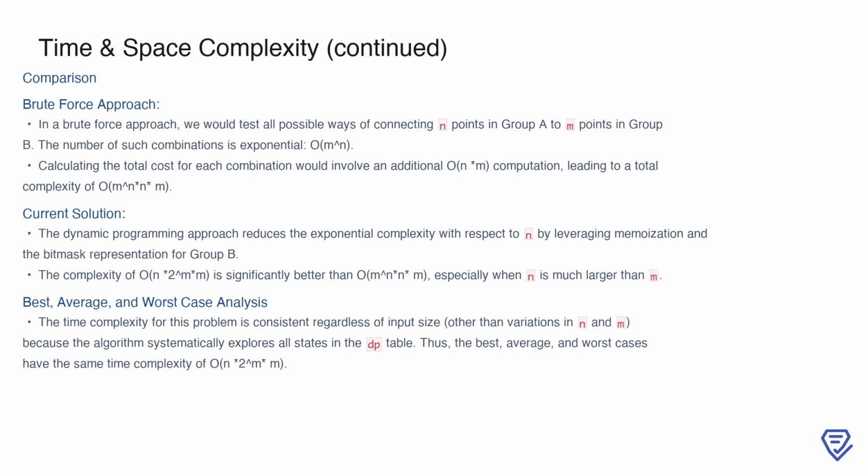In contrast, our dynamic programming approach significantly reduces the exponential complexity related to n by using memoization and a bit mask representation. This brings the complexity down to O(n*2^m*m), which is far more efficient, particularly when n is much larger than m. Furthermore, the best, average, and worst cases share the same time complexity of O(n*2^m*m), as the algorithm systematically explores all relevant states in the DP table.